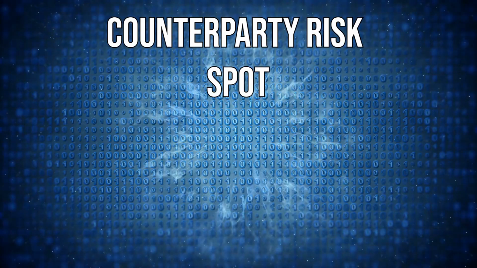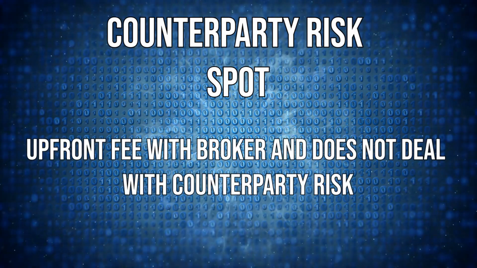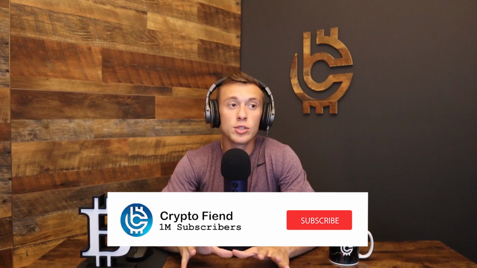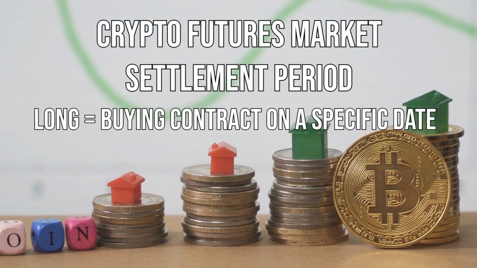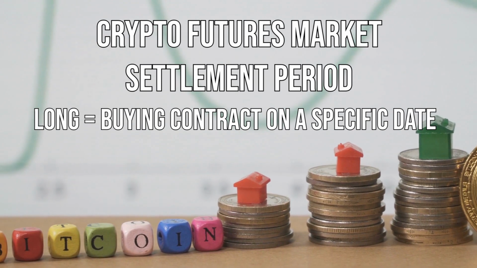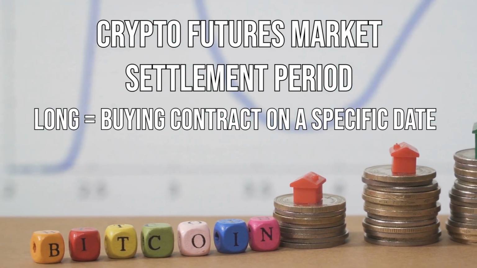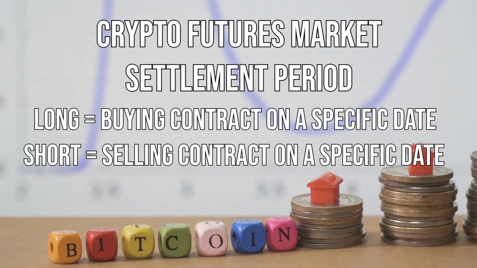Now, when it comes to the counterparty risk and spot market trading, margin in the spot market is an upfront fee with the broker and is not related to counterparty risk. Now, in the futures market, the underlying asset has a specific settlement date in the future. If you are a long in a futures contract, you agree to buy that contract on a specific date down the road. Conversely, if you are short, you have entered an agreement to sell the contract on a future date.